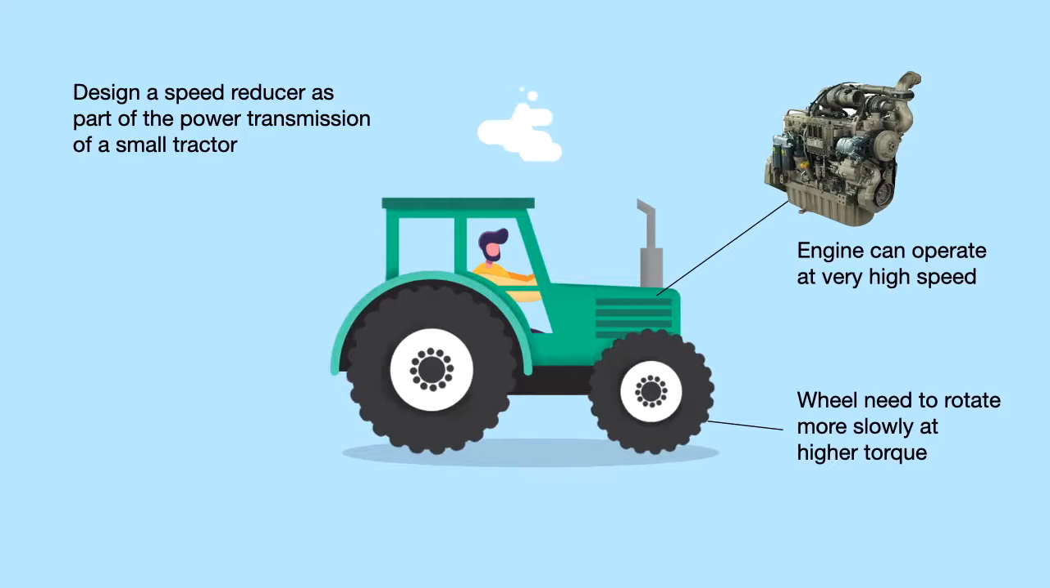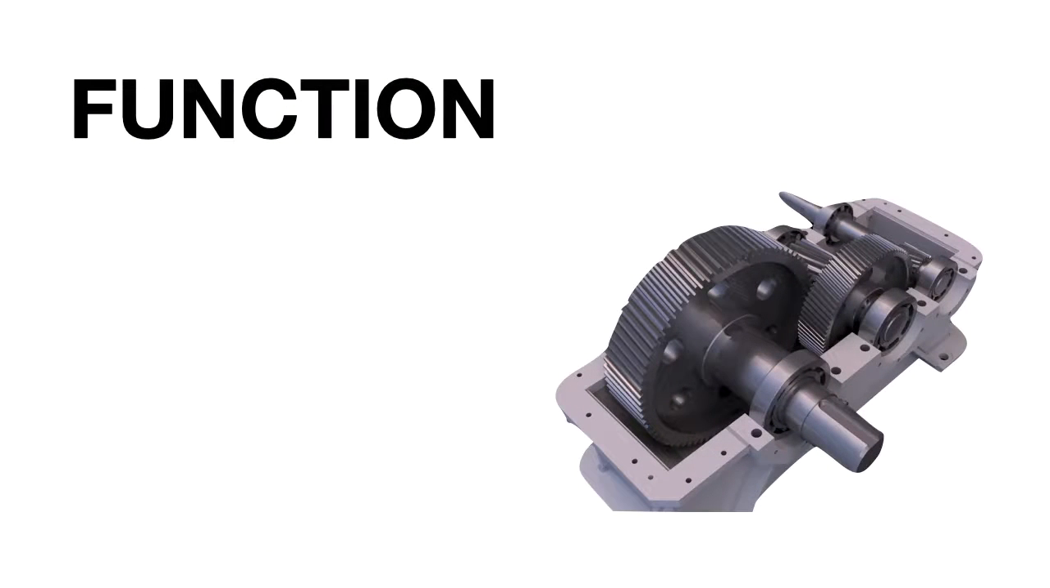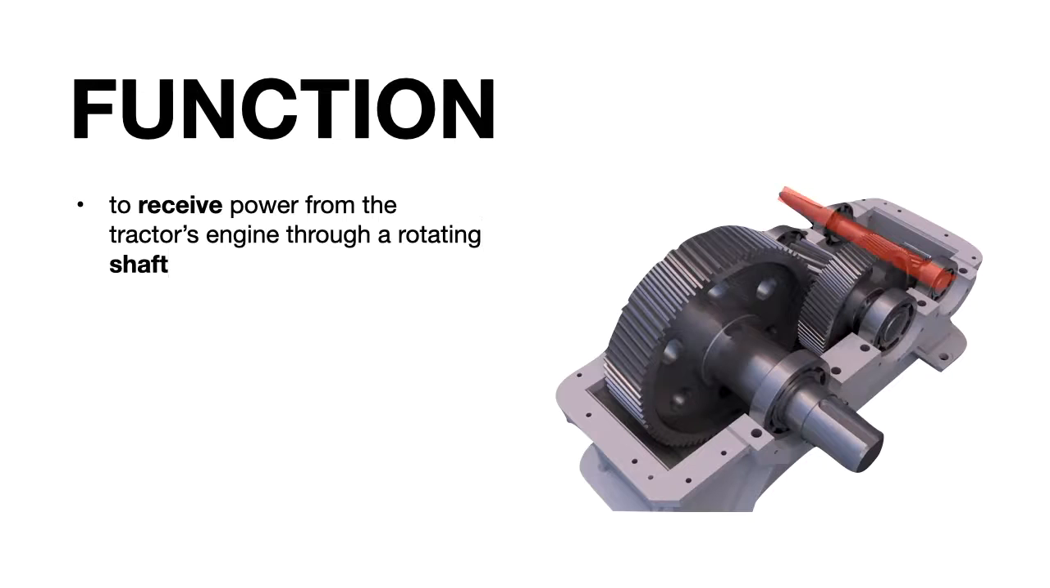This is an example of how a speed reducer looks. Basically, this part is the input shaft, which is connected to the engine motor, and this part is the output shaft, which is connected to the chain connected to the wheel drive, which moves the wheel of the tractor. Let us elaborate on the specific function of the speed reducer. Number one, we want it to be able to receive power from the tractor's engine through a rotating shaft, as shown.